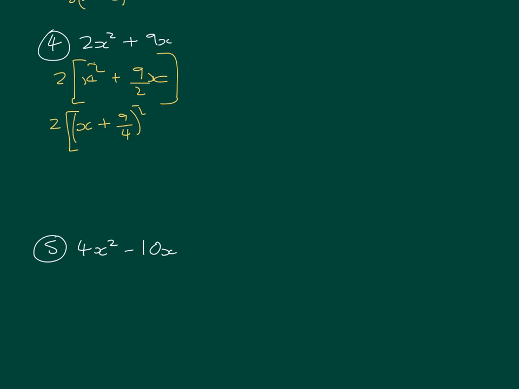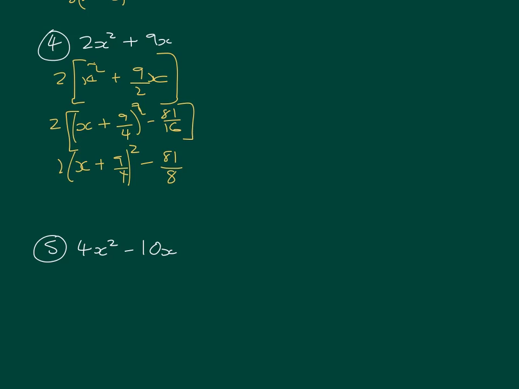And then we need to take away 9 over 4 squared, so 9 times 9 is 81, and 4 times 4 is 16, so that's that one. And we need to multiply out by 2, so we'll have 2 times x plus 9 over 4 all squared, and then multiplying this one by 2 will give us 81 over 8.